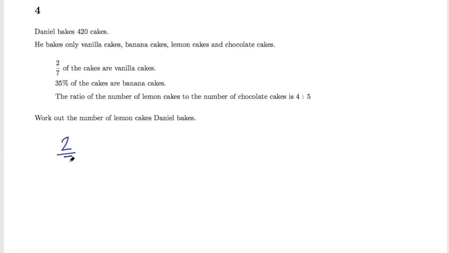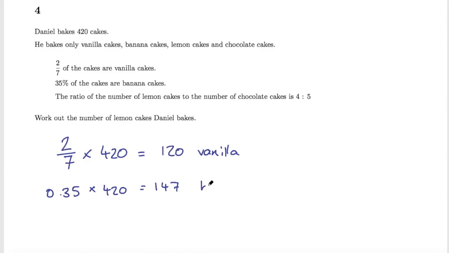So we know how to find a fraction of an amount. We multiply that fraction by the total, and that will give us 120 vanilla cakes. We also know how to find a percentage of an amount. Usually I multiply it by the multiplier. You might have your own method, but with a calculator, generally this is the quickest way. 0.35 times 420, and that gives us 147 banana cakes.